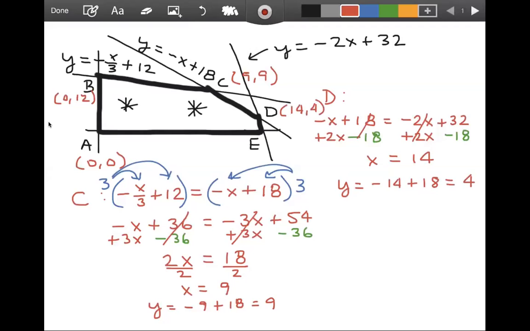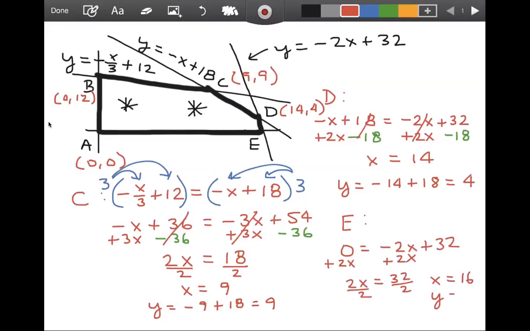All right, and that brings us to vertex E. Vertex E is the x-intercept of the line y equals negative 2x plus 32. So we just substitute 0 for y. And now if we add 2x to both sides, that'll give us 2x equals 32, which means x equals 16. And of course, y is 0 because this is the x-intercept. So vertex E is the point 16, 0. And we have all of our vertices. So now we'll go back to the presentation.